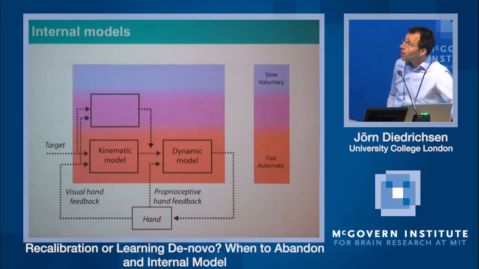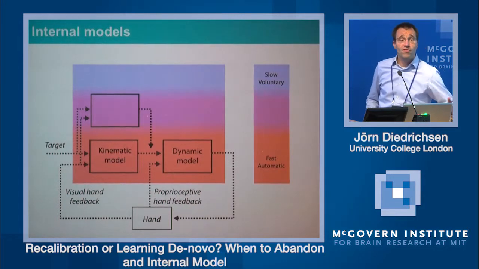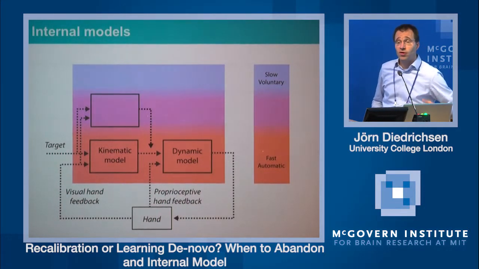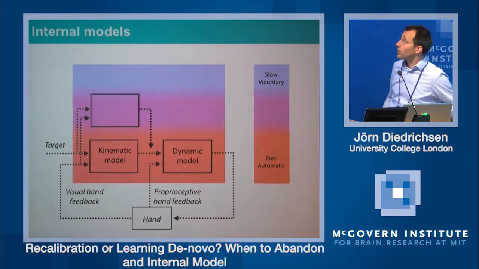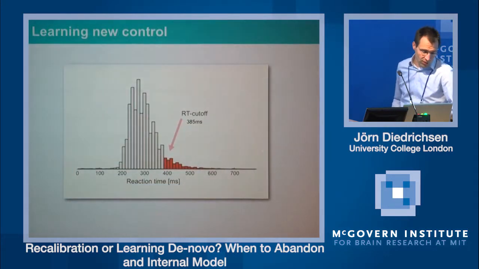So the prediction was that when people learn a new internal model, establish a new internal model, we should see it in the temporal dynamics of how they plan. In the beginning, they should be very slow, and then it should increasingly automatize. So that was his prediction, and that's what he wanted to test.